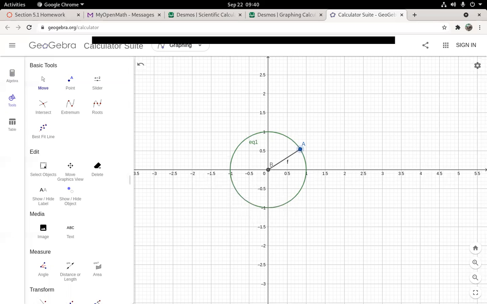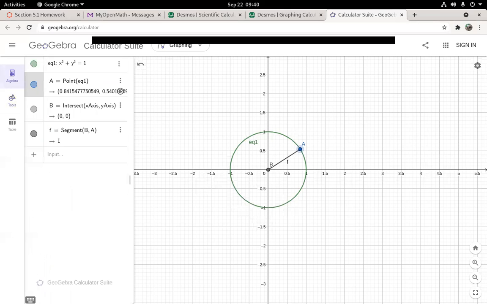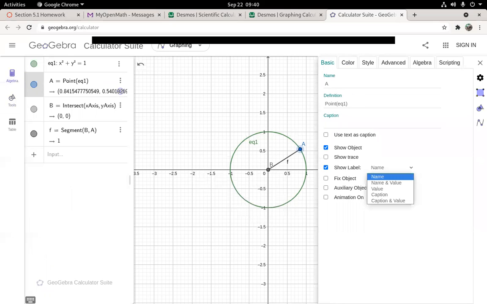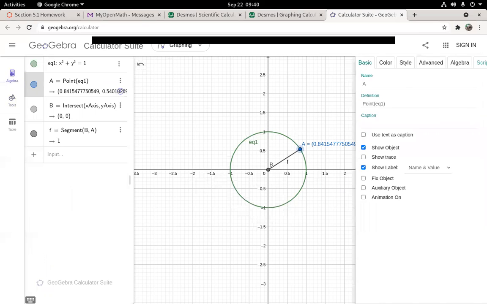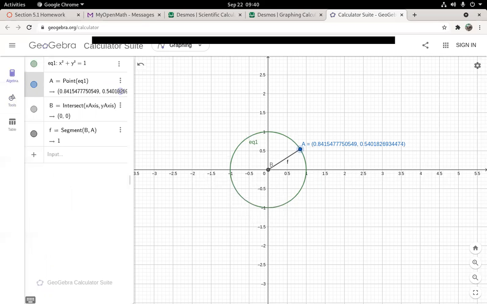All right, I go back to the algebra screen, and again, you're not required to use this, but I find it a pretty useful tool for doing trig stuff. I can solve all kinds of problems here to check my algebra to see if it matches. For point A, I'm going to go to the settings and ask it to show me the value of the point also. All right, it gives me a ton of decimal places, but I can see that as I move that point, its coordinates are going to change.